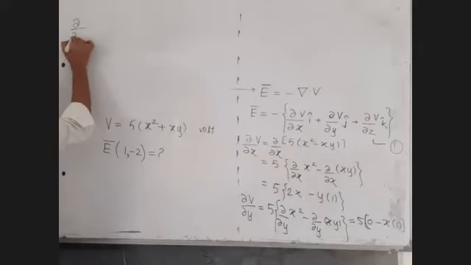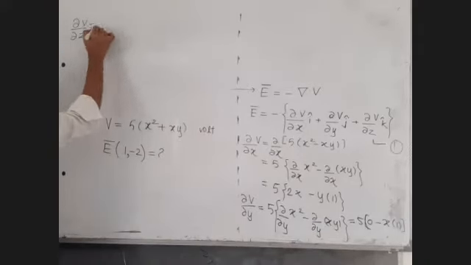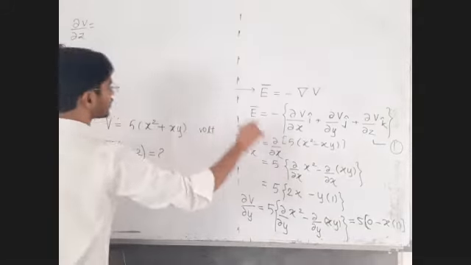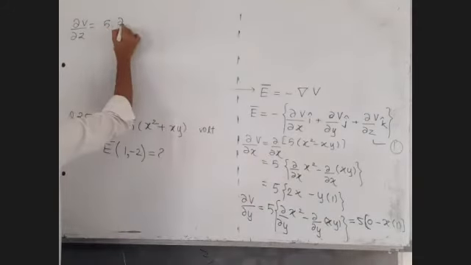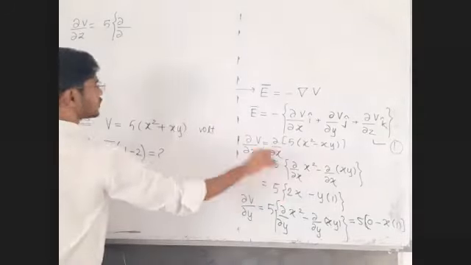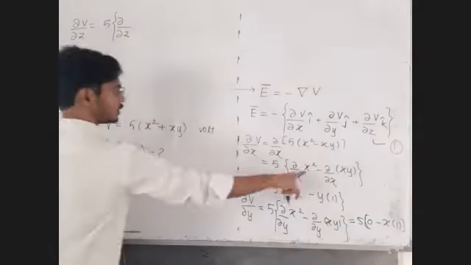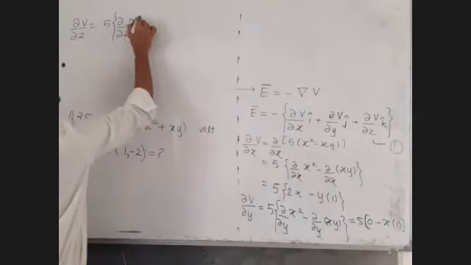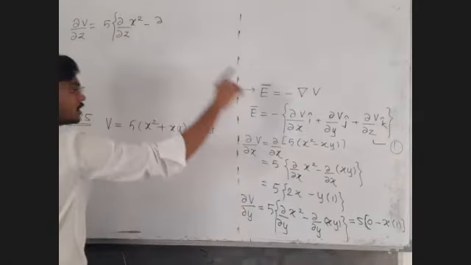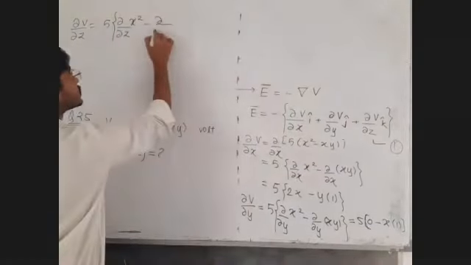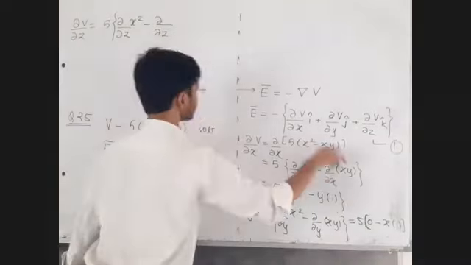Dou V by dou z. This term is going to repeat every time: 5 into bracket. Instead of dou V by dou x, now we have dou V by dou z. Here we have x square as it is, minus, and here we have xy as it is.